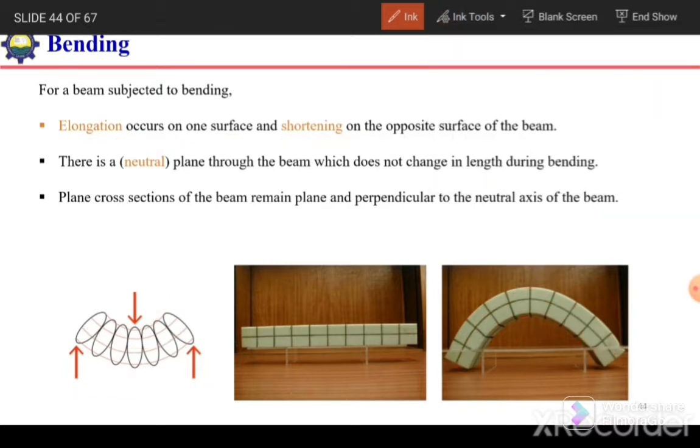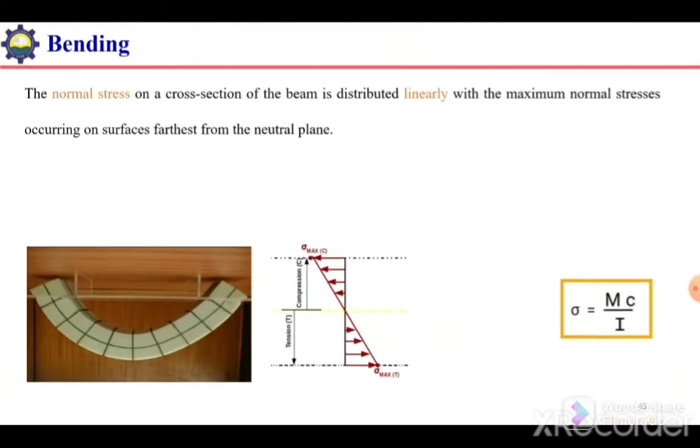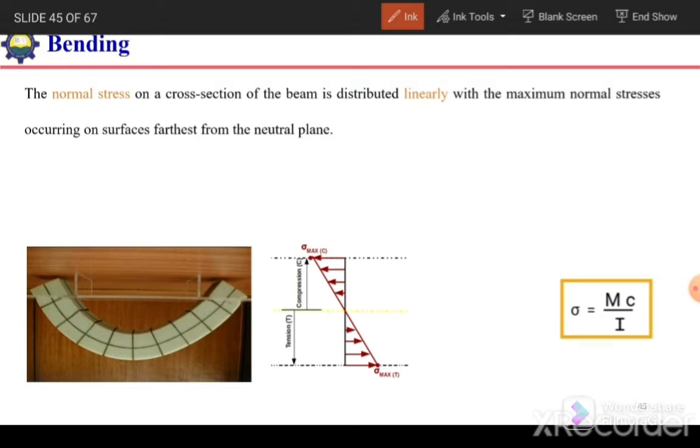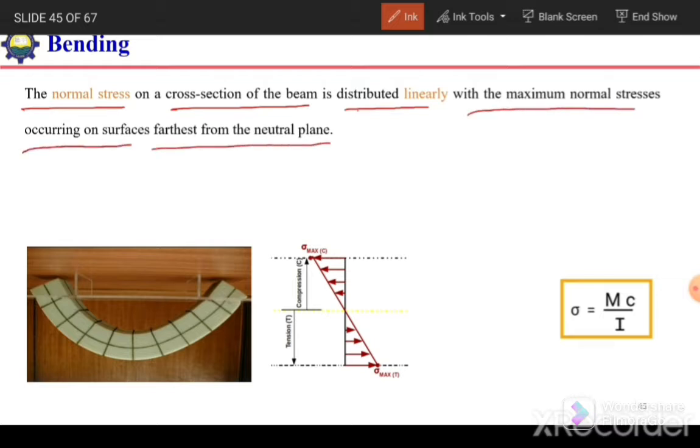This assumption or this phenomenon is used to develop the relation for stresses which are developed during the bending. Sigma is equal to My over I, flexural stresses. So the normal stress on a cross section of a beam is distributed linearly with the maximum normal stress occurring on a surface farthest from the neutral plane.